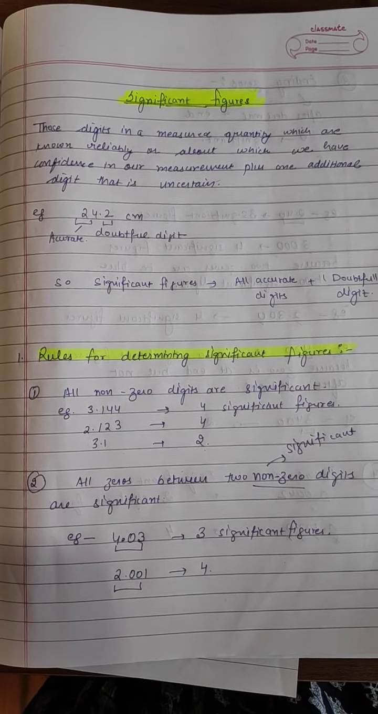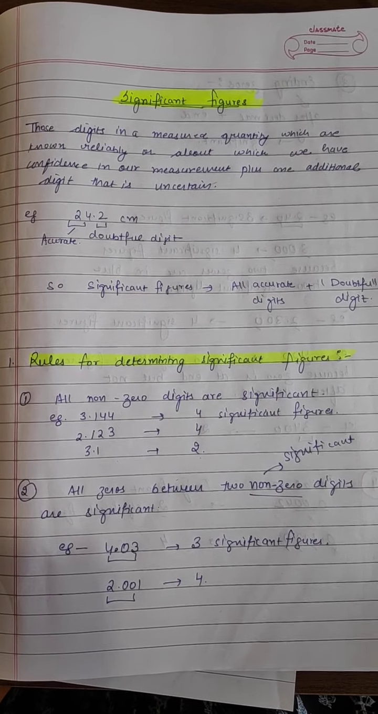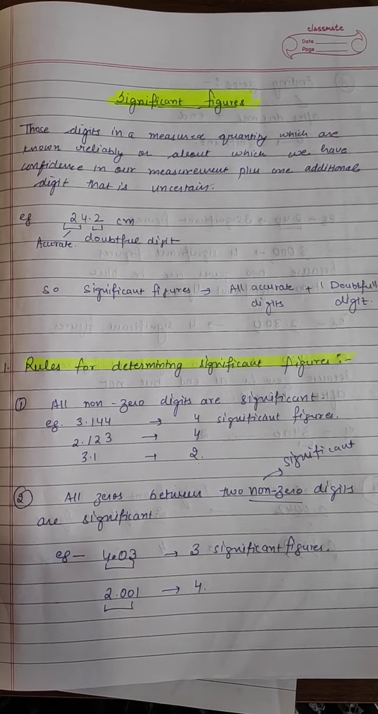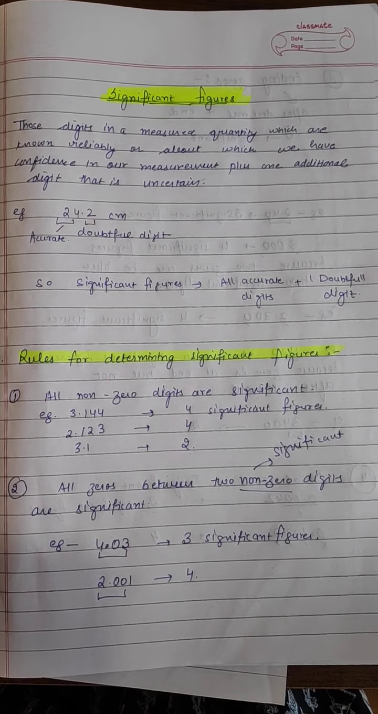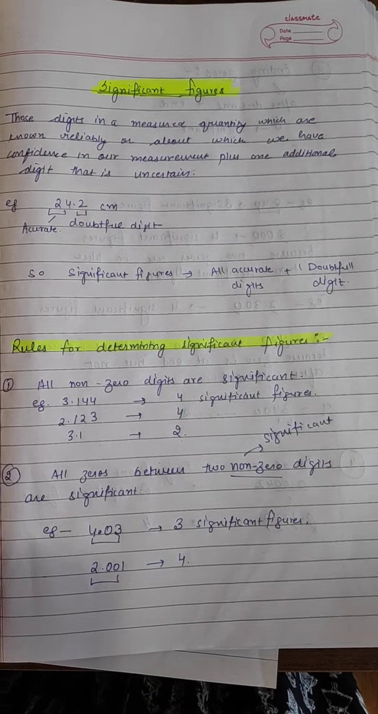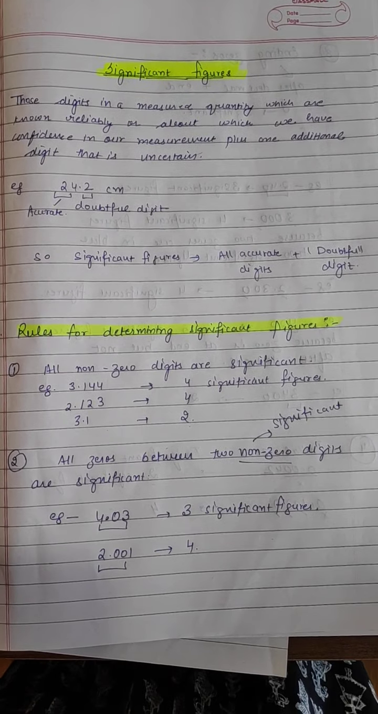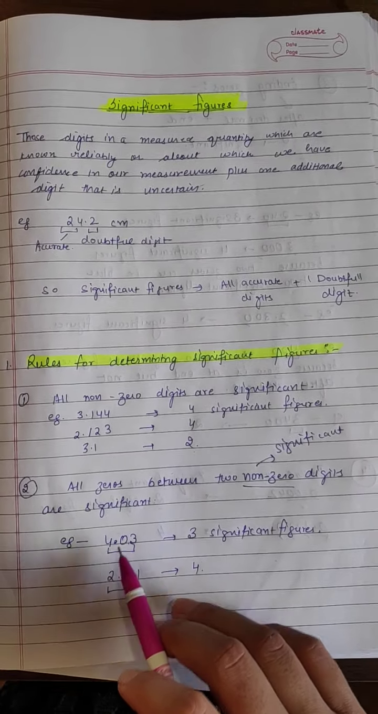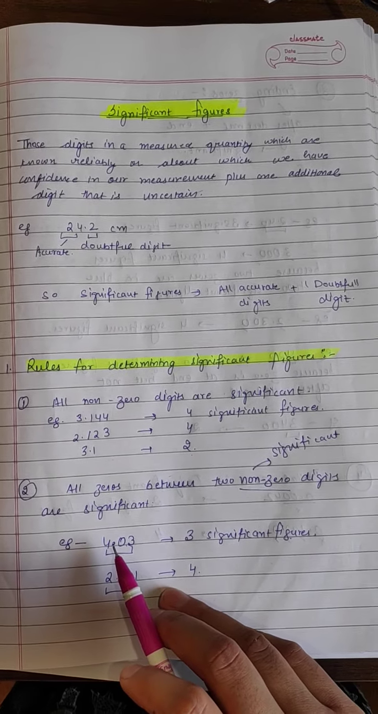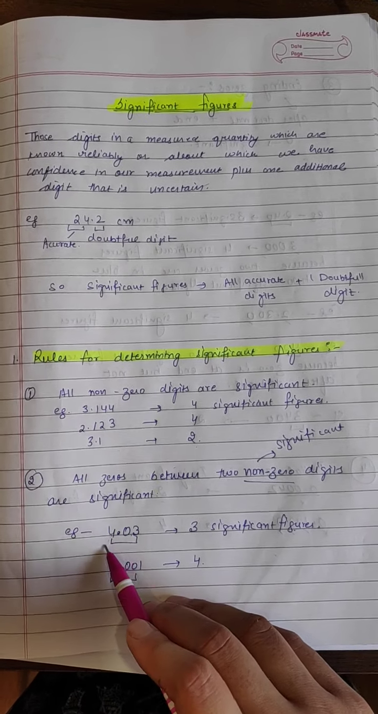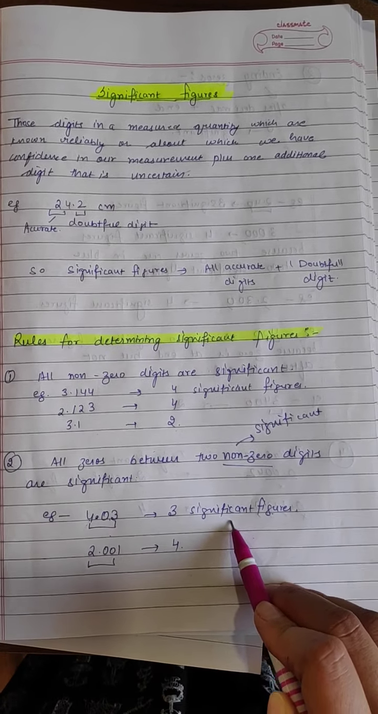Second rule, all zeros between two non-zero or significant digits are significant. Meaning if I have two non-zero digits, like one and two, and in between there is 0, if 0 comes in between two non-zero digits, then again it will be significant. For example, 4.03. Now it has 3 significant figures. How? This is significant, this is significant, 0 comes in between these two, so there are 3 significant figures.